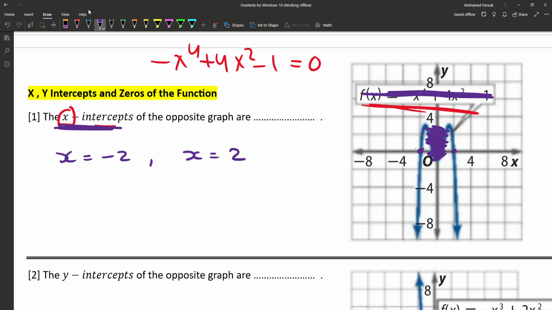If I ask you for the points of the x-intercepts, you have to write them as ordered pairs. x is equal to negative 2, x is equal to 2, and y is 0. So when you need to get x-intercepts, you put y is equal to 0. So this is your solution right now.